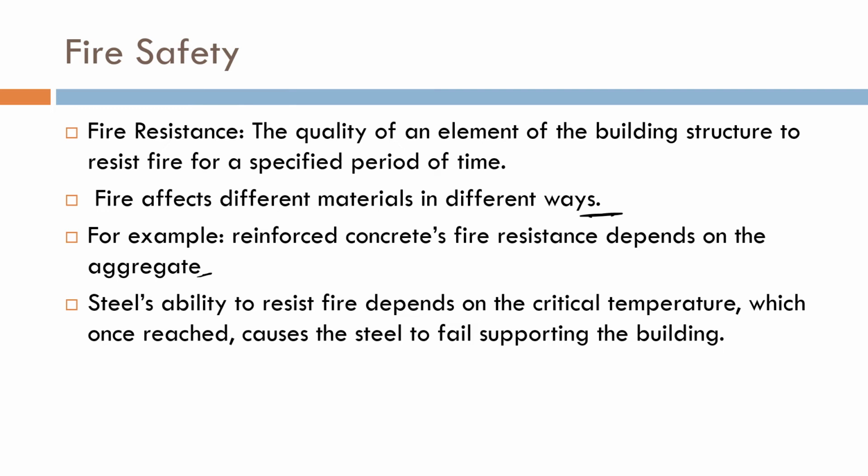Steel's ability to resist fire depends on the critical temperature, which once reached caused the steel to fail supporting the building. So it can take 1 hour, 2 hours, 3 hours to reach the critical temperature when the steel structure will fail, and that is the amount of time which can be used to either control the fire or get out of the building.